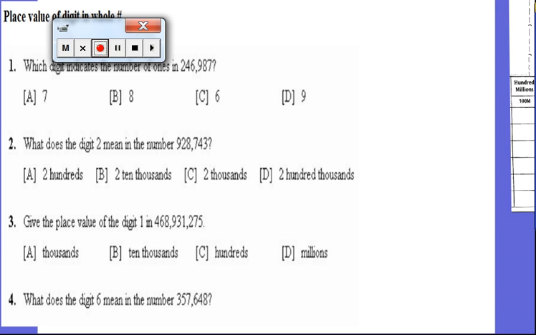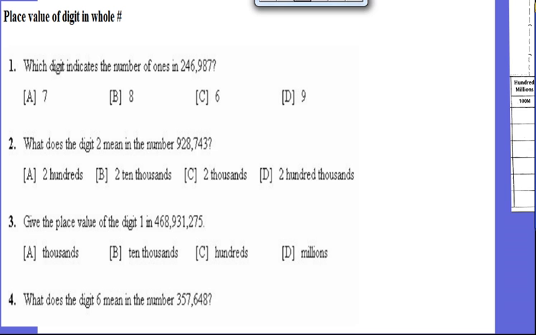Here we go. Okay, so we have to find the place value of digits in whole numbers. What is the first thing that we need to do before we start solving the problem? I know, seriously. Go ahead, Caitlin. You have to read the sentence and underline the keyword.